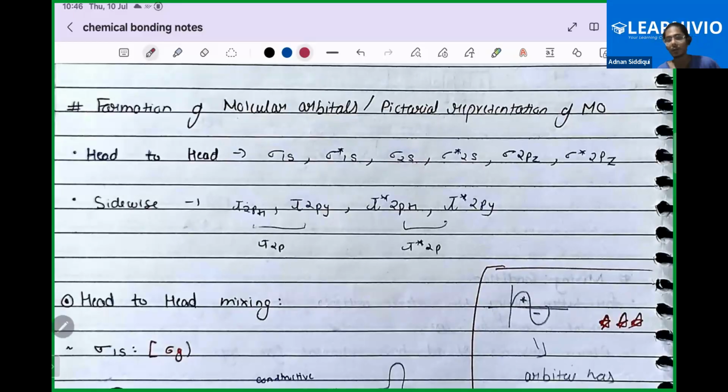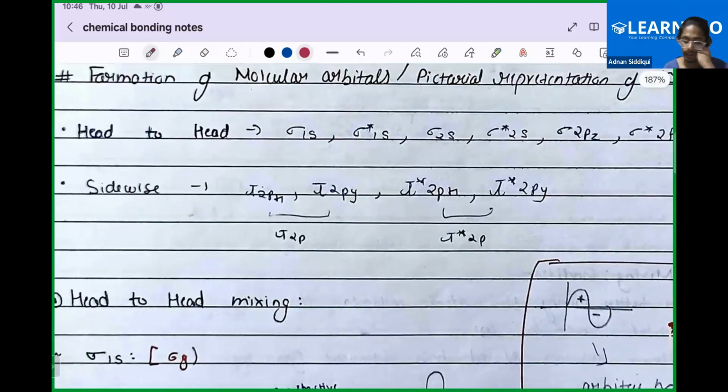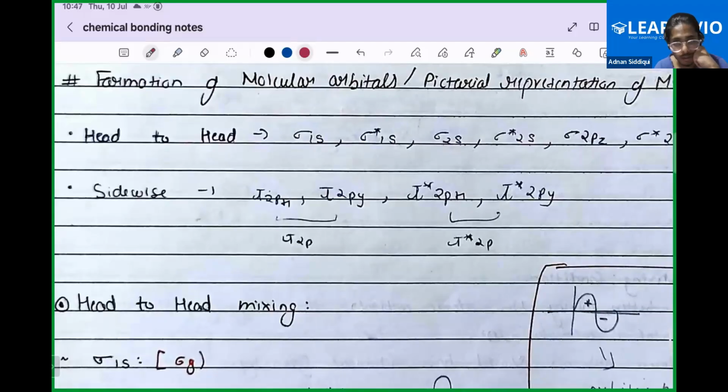These are the possibilities of sigma bonds here. And the last one is sigma 2pz and sigma star 2pz. We will go into them in detail. What other type of bonding can we observe? A pi bond, by sideways overlapping. Here, which type of pi bonds are you going to observe? It is pi 2px.